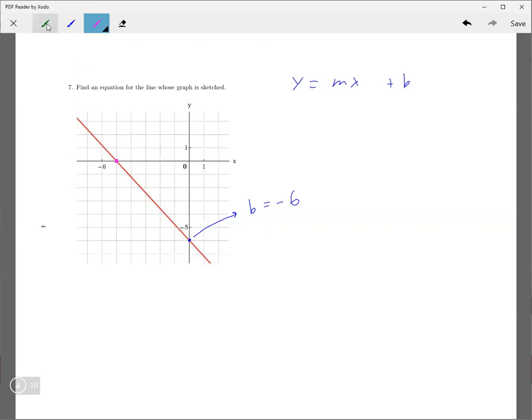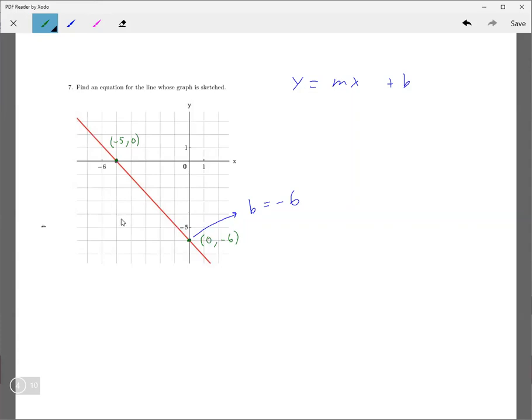Okay. Let me do this in green. So you can identify that point and that point, right? So this point here is 0, -6. That point is -5, 0.